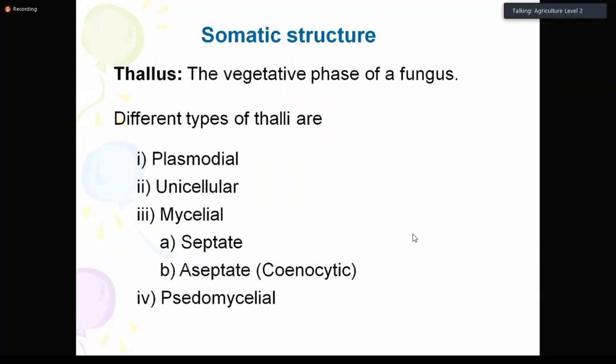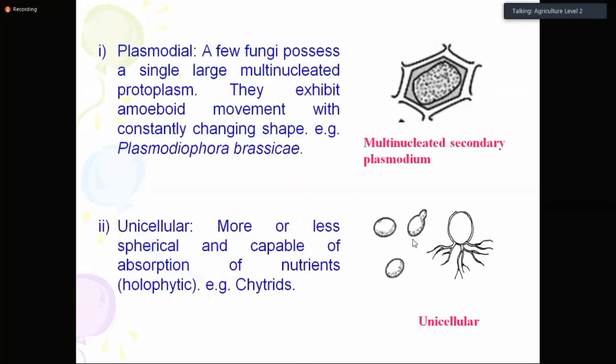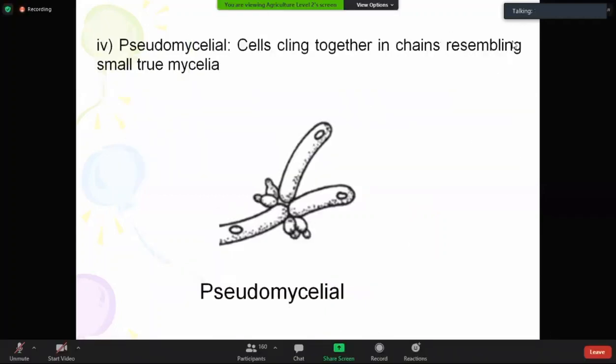Last class, I was discussing that the vegetative phase of a fungus is called thallus. In plural, thallus, we call them thalli. So there are different types of thallus: plasmodial, unicellular, mycelial. Mycelial is a filamentous, elongated, thread-like thallus. They are of two types, aseptate and septate. Pseudomycelial.